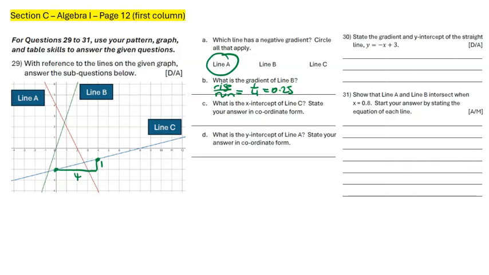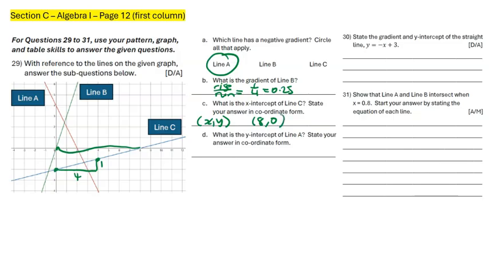What is the x-intercept of line C? So line C is the blue line. The x-intercept is over here at 6. Well, that's 8, isn't it? State your answer in coordinate form. So remember, coordinate form means it's x, comma, y. So I know my x-intercept is 8. And my y-intercept, if I go back to my y-axis, my y value, that's just 0 there.